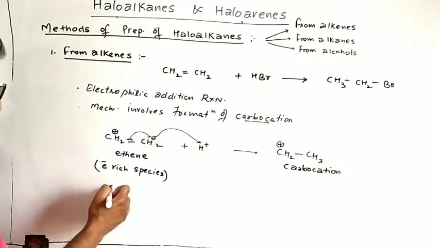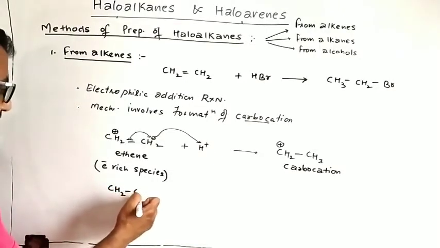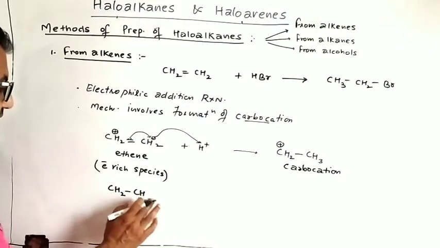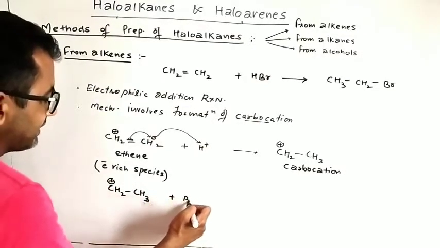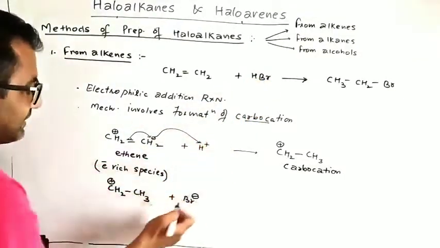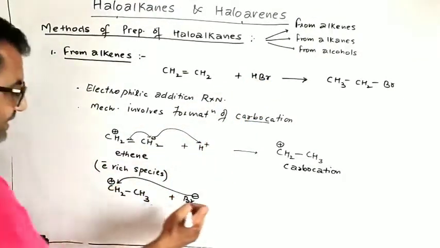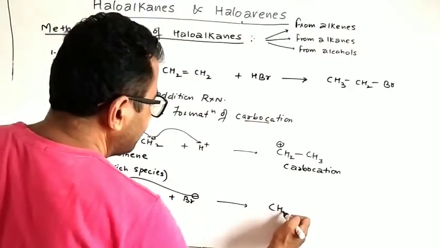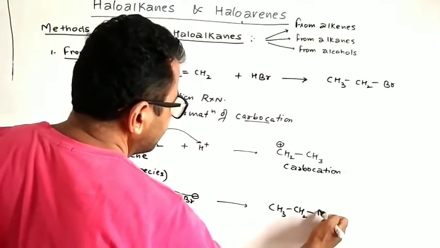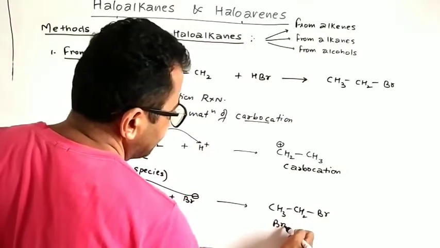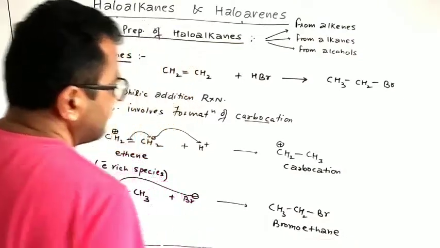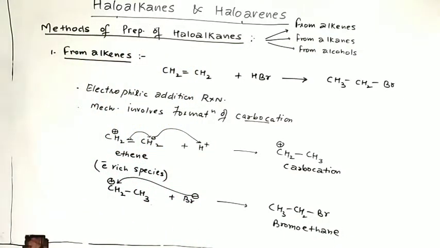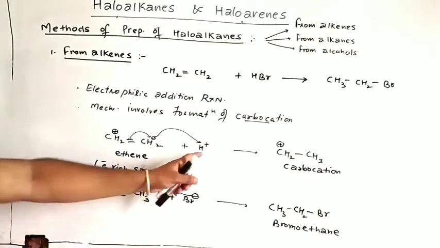In the second step, what happens? This carbocation, the ethyl carbocation, and we have a Br- ion from HBr. This Br- easily attacks it to produce bromoethane. So this is the overall reaction. Why is it called an electrophilic addition reaction? Because the electrophile is added first.